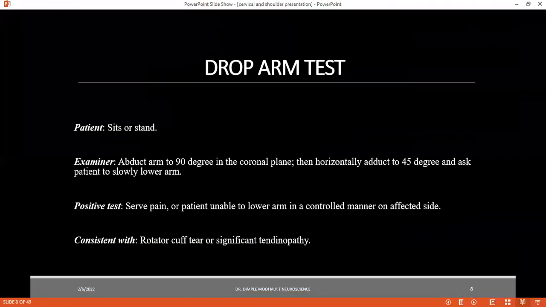Like this. In the drop arm test, you already know all these tests. Abduct the arm to 90 degrees in the coronal plane, then horizontally adduct 45 degrees, and ask the patient to slowly lower. You don't have to touch the patient. You just have to tell him to abduct the arm 90 degrees in the coronal plane and horizontally adduct 45 degrees. If the patient has severe pain, or is unable to lower the arm in a controlled manner, it shows there is a rotator cuff tear or significant tendinopathy.